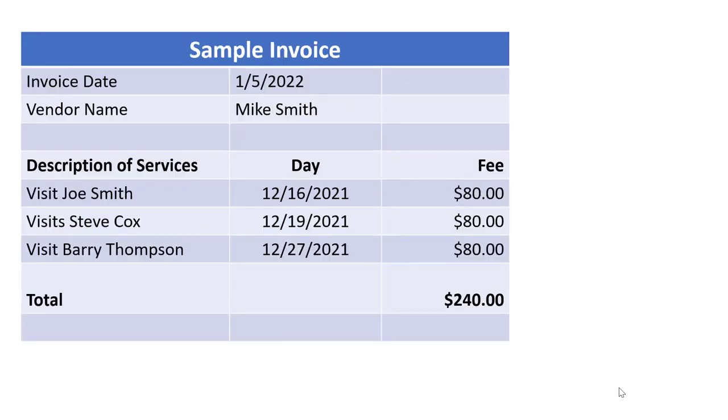The invoice for Mike Smith, who's a contractor. Mike Smith actually saw 3 patients, Joe Smith, Steve Cox, and Barry Thompson. The first one was on 12/16, the second was 12/19, the third was 12/27. They charged you $80 for each of those for a total of $240.